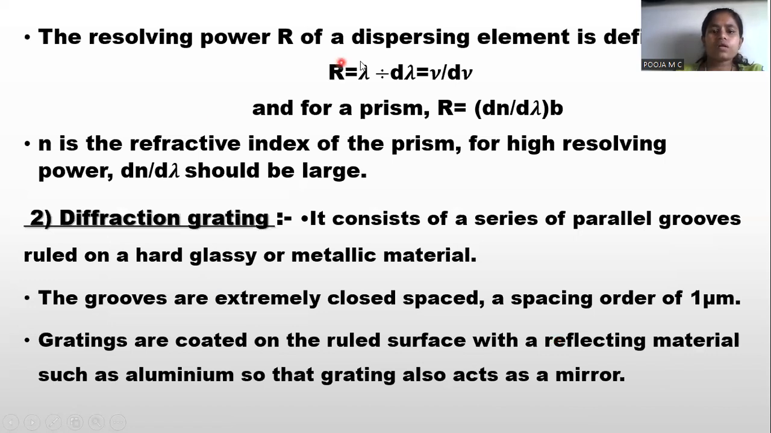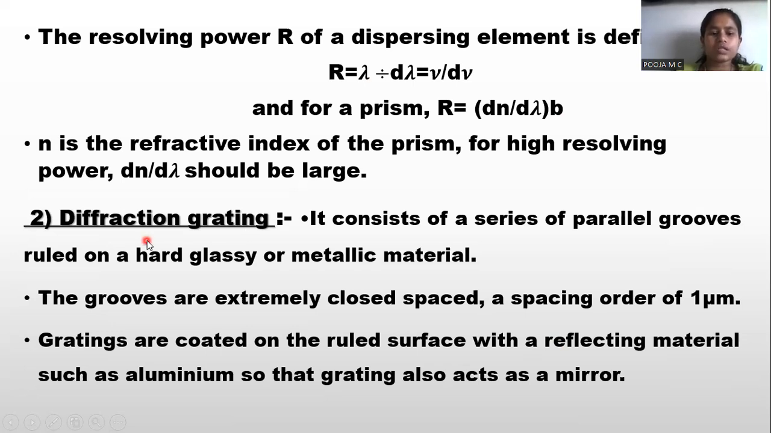The resolving power R of a dispersing element is defined as R equals lambda divided by d lambda, which is equal to nu by d nu. Here nu is the frequency and lambda is the wavelength. And for a prism, the resolving power is equal to dn by d lambda into b. Here n is the refractive index of the prism. For high resolving power, dn by d lambda should be large, and b is the base length of the prism.